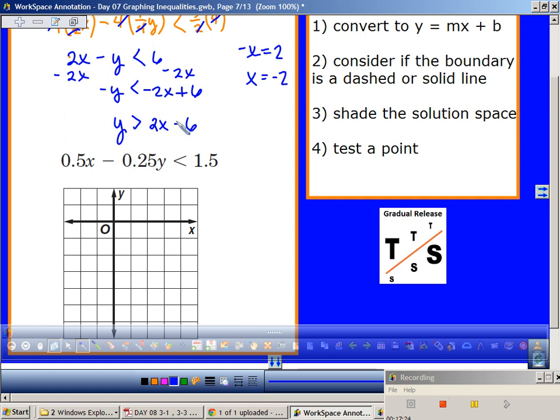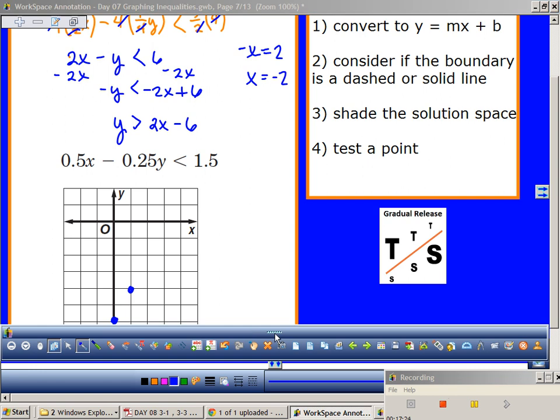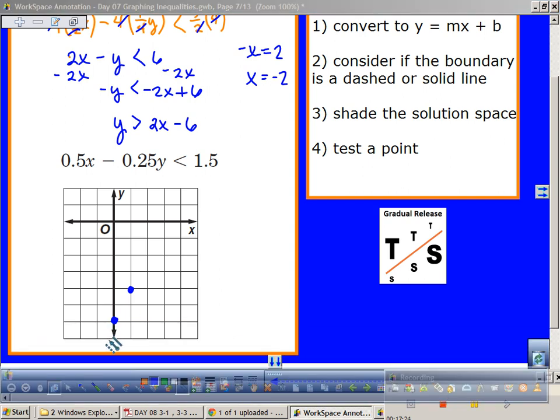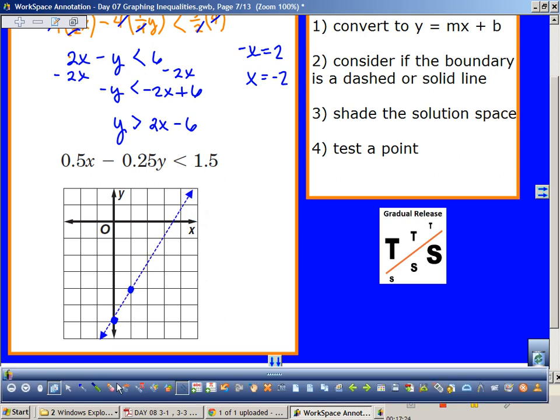All right. So now I've got an equation. I'm going to begin at negative 6. 1, 2, 3, 4, 5, 6. And I'm going to move up 2 over 1. This is a greater than sign. So it's a dashed line. And it's greater than, so that means I'm going to step up.